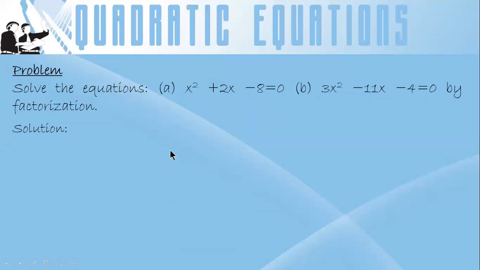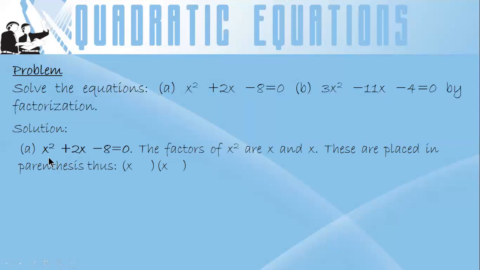So for letter A, x squared plus 2x minus 8 equal to 0. The factors of x squared are x and x, which is simple. So these are placed in parentheses. What is missing now is the numbers. Look at the 8: we look for two numbers whose product is negative 8.